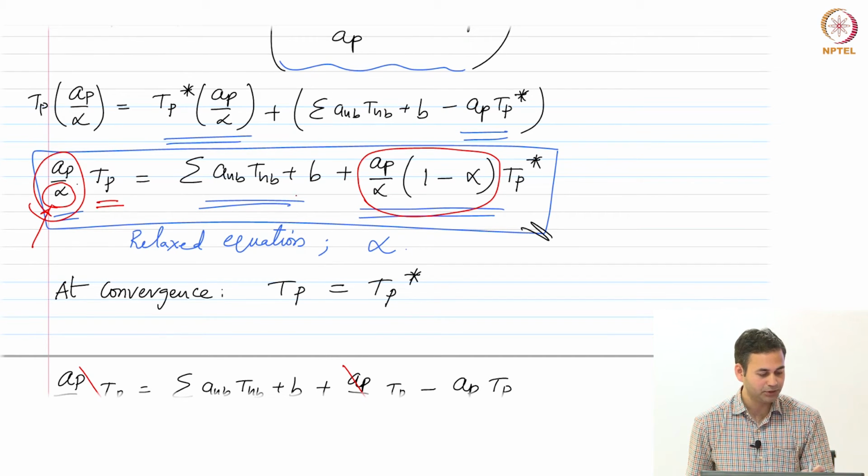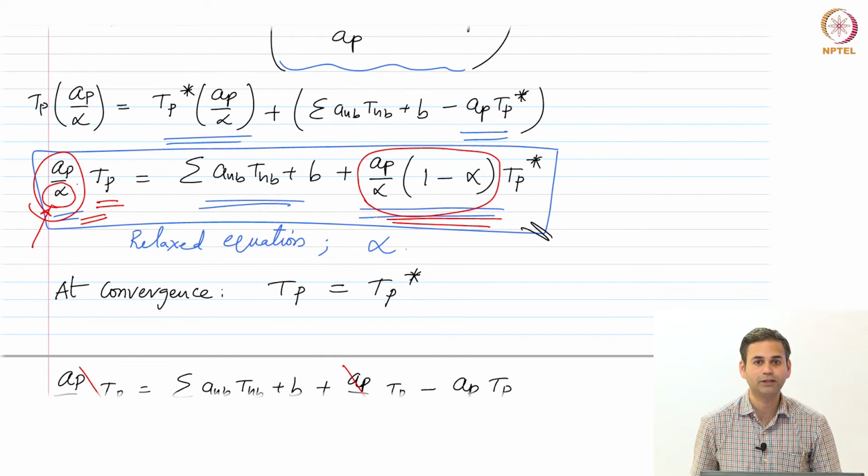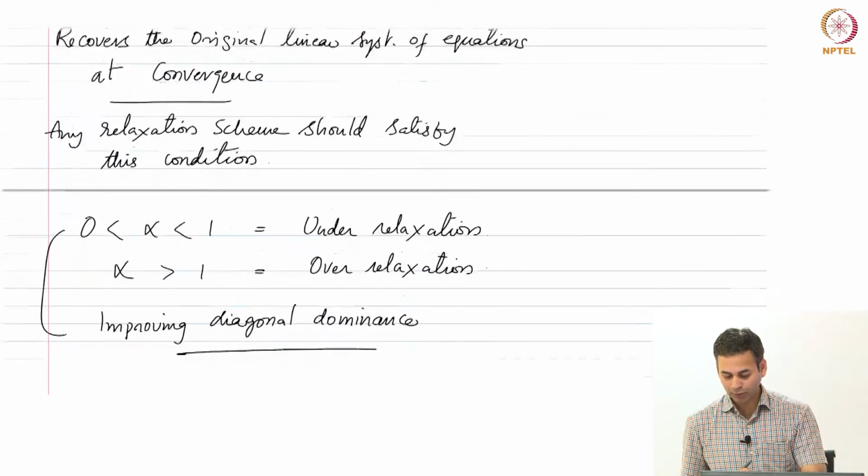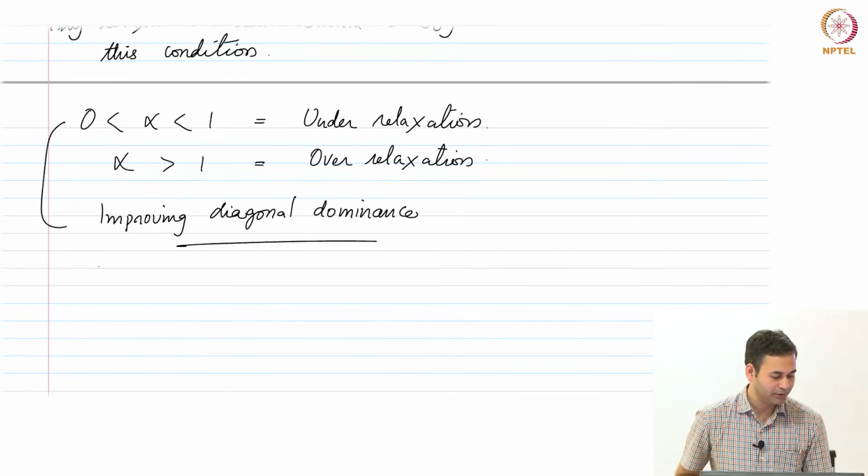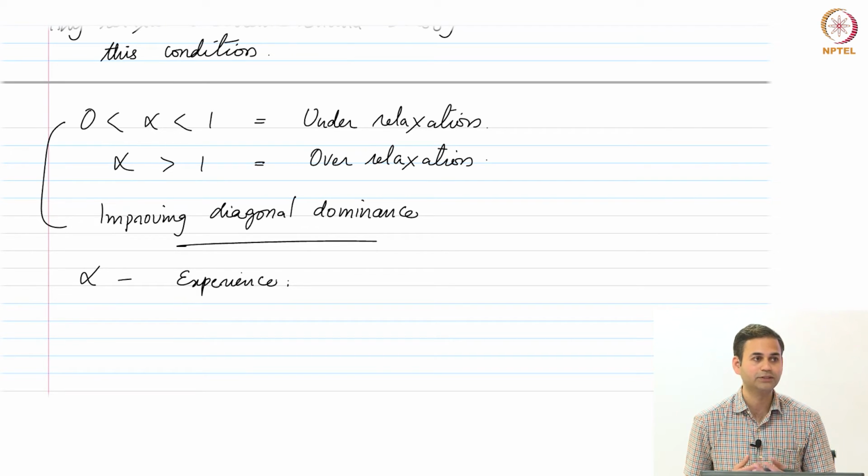You have these two extra terms: you have 1 by alpha on the left hand side, and you have the term AP by alpha times 1 minus alpha times the dependent quantity for that particular cell, okay. Now, as we discussed before, there is no thumb rule for how to choose alpha, but it comes from experience, okay. So, if you want to under relax, you probably take it as 0.6, 0.8 or whatever, or it could be much smaller, like 0.3, 0.2 as well.